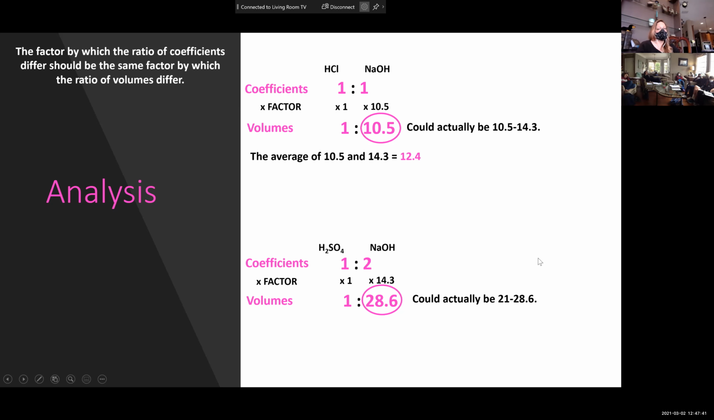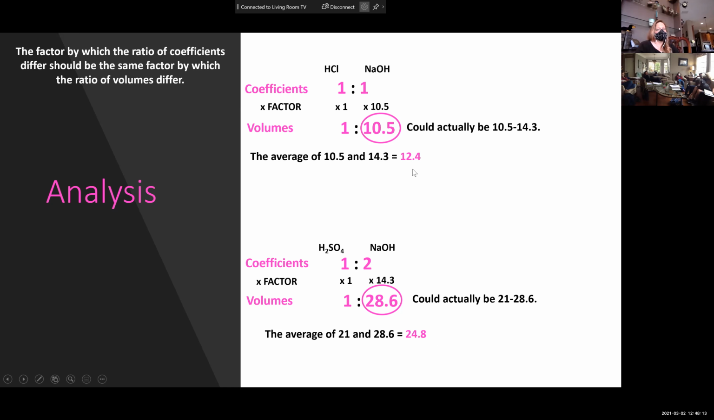So if you want to know the average, say we are somewhere in this range, we got 12.4. 12.4 is the average of 10.5 and 14.3. That's right in the middle, the mean, really. And then here, your average of your 21 and 28.6 is 24.8.